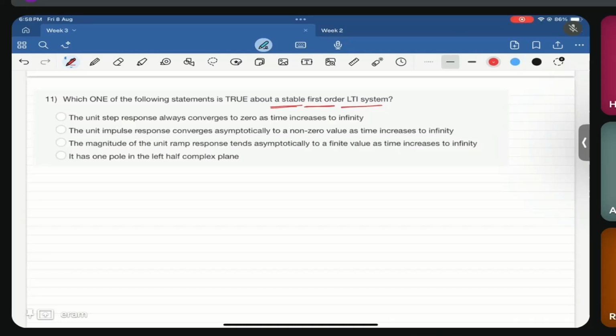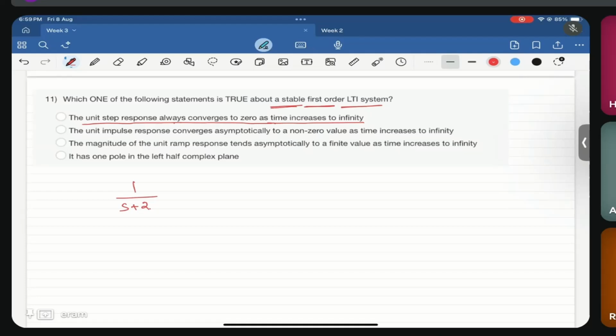So the first one, what is it saying? It is saying the unit step response always converges to zero as time increases to infinity. Is it so? Let's take an example and check. So we have a first order LTI system and it is stable, so the pole is in the left half plane. This can be a possible example of a stable first order LTI system.